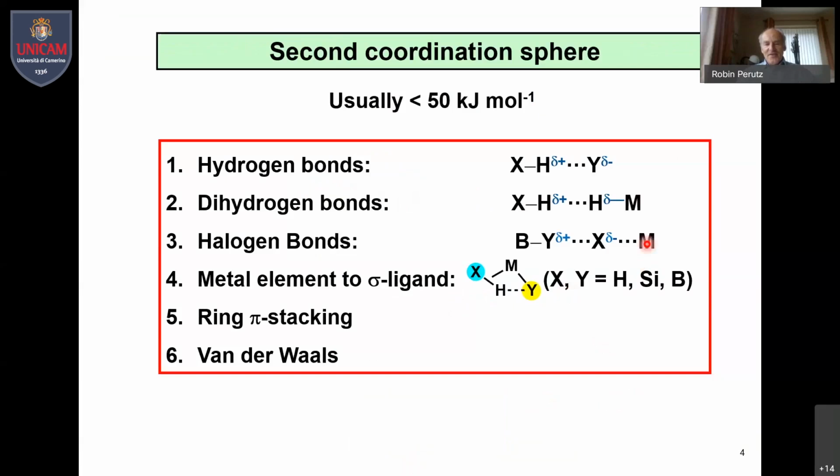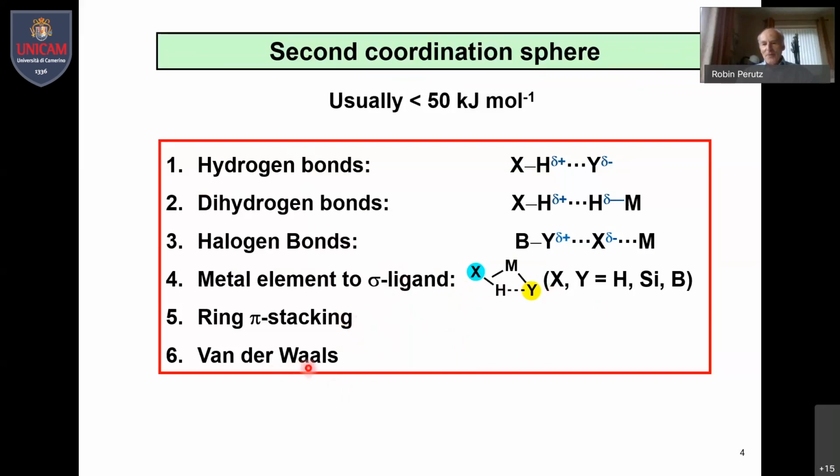Now, so this second coordination sphere, I've already mentioned hydrogen bonds and dihydrogen bonds and halogen bonds. So those 3 already mentioned. And I will also talk about interactions with sigma complexes. And if you don't know what they are, I will explain that in due course. Other interactions I'm not going to talk about today, the pi stacking or van der Waals interactions, but they can be very important too.